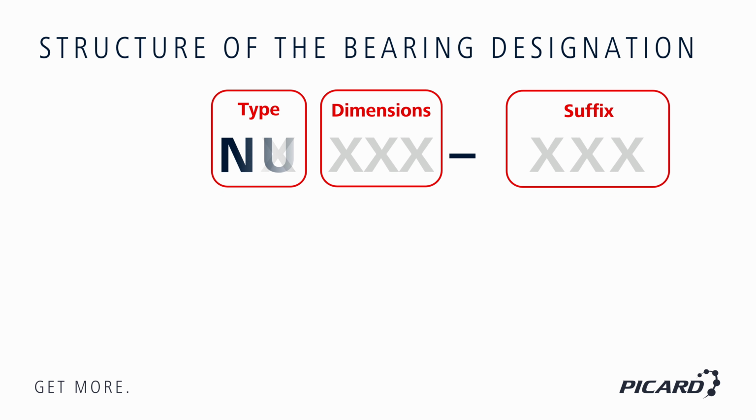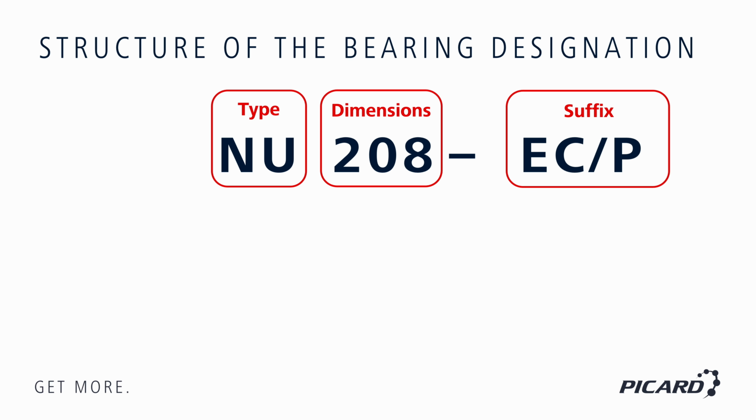Let us look at a specific example. NU 208. The first part, NU, describes the design type. NU means that the bearing has two fixed flanges on the outer ring, while the inner ring is designed without flanges. This allows the bearing to compensate for axial displacement of the shaft and makes it particularly suitable as a non-locating bearing.